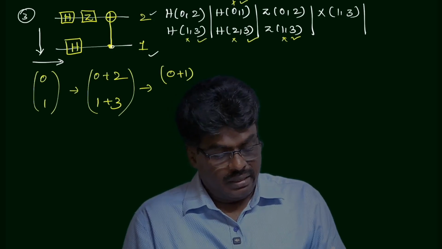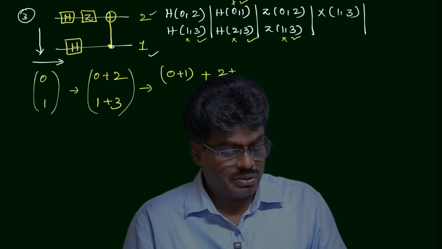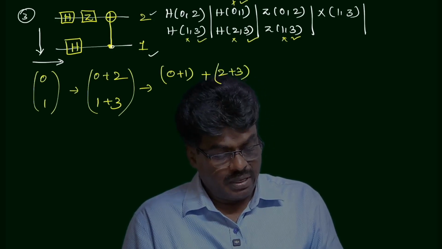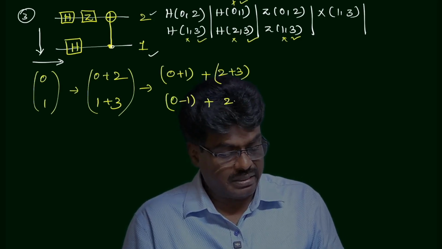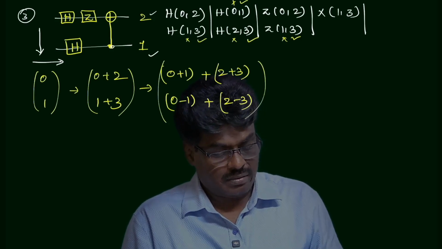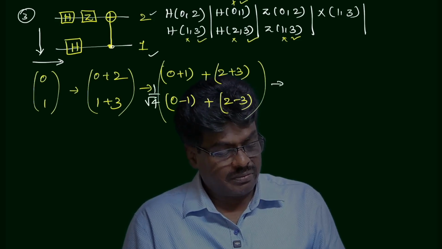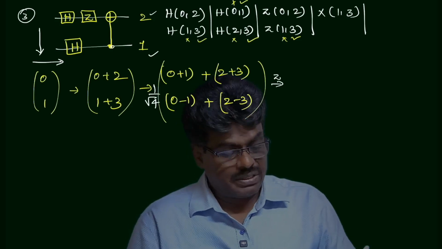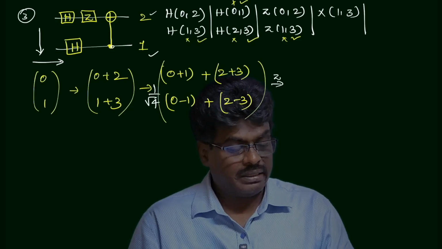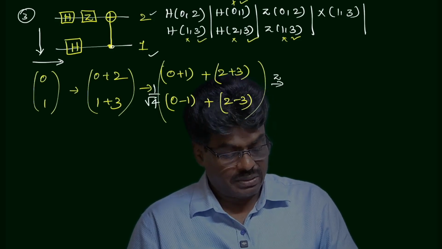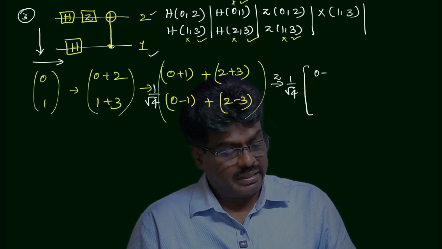And 2 is in off state with a linear combination of 2 and 3, 2 plus 3, and 1 is in on state, that's why 0 minus 1 plus 3 on state, 2 minus 3. So if you want you can write the normalization constant 1 over root 4. And now Z operation, 0 and 1 are in off state and 2 and 3 on state, that's why 1 over root 4, so 0 off state, 1 off.